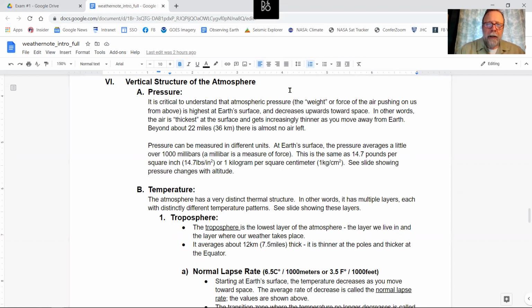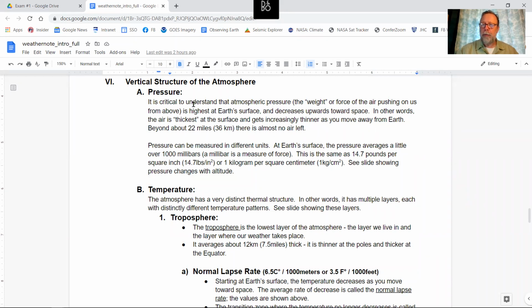And so we're going to take a look at the structure of the atmosphere, in specific what the pressure looks like, essentially, as we move from Earth toward space, and then what the temperature looks like. There are some very distinct temperature layers that become important in our study. So we start off with pressure.